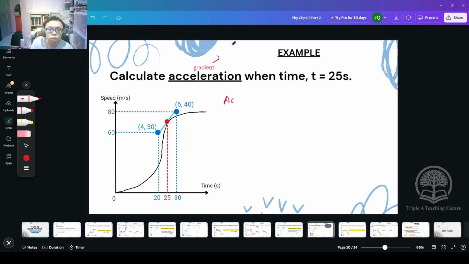Acceleration or gradient, the formula for gradient is y2 minus y1 over x2 minus x1. So for acceleration, we find the gradient of this blue line, the tangent line. So for our case, y2 is 40, and y1 is 30, x2 is 6 and x1 is 4. So 40 minus 30 over 6 minus 4. What do you get? You get 5 meter per second per second. So when time t equals 25 seconds, the object is accelerating at 5 meter per second per second. So this is the conclusion.